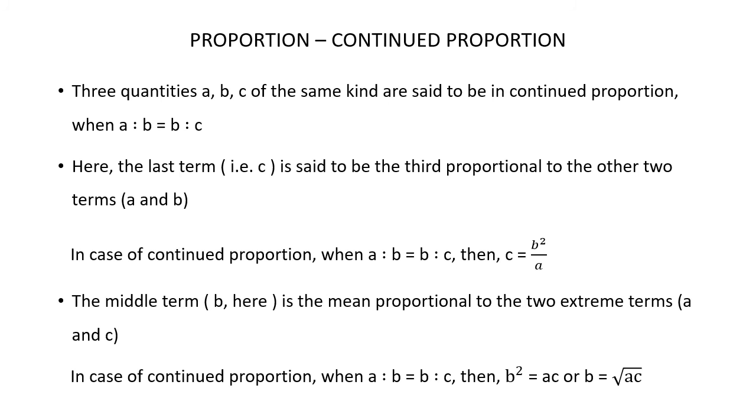The middle term b here is the mean proportional to the two extreme terms a and c. In case of a continued proportion, when a:b = b:c, then b² = ac, or b = √(ac).